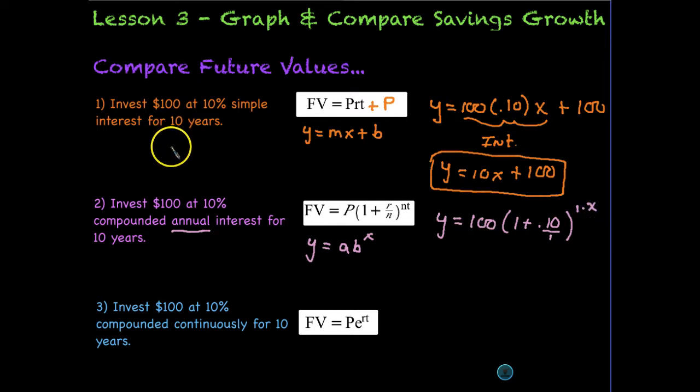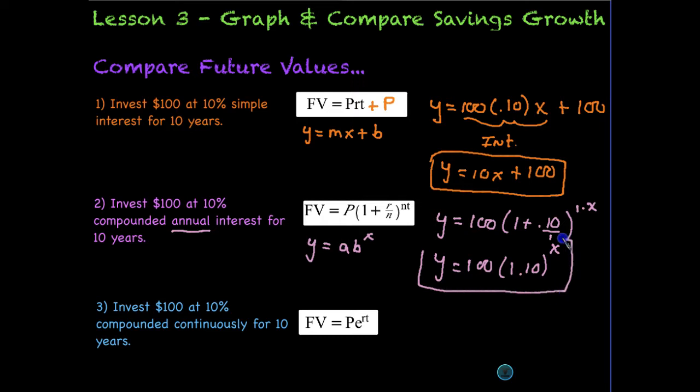We know here that we want to invest for 10 years, but we're going to put x because we want to see what the growth is each year over 10 years. So simplifying it so that it looks more like y equals ab to the x, we can get y equals 100, and then here 1 plus 0.10 is 1.10 raised to the x. So a represents our starting amount, the 100, 1.1 represents our growth, and then x represents our time. So now we can graph this equation fairly easily. This is just an exponential growth equation.